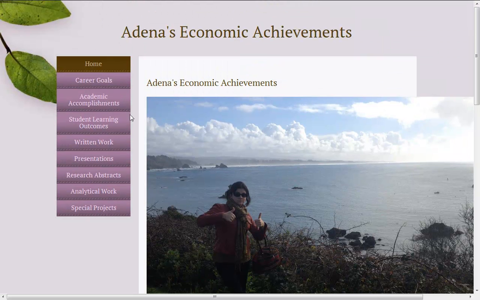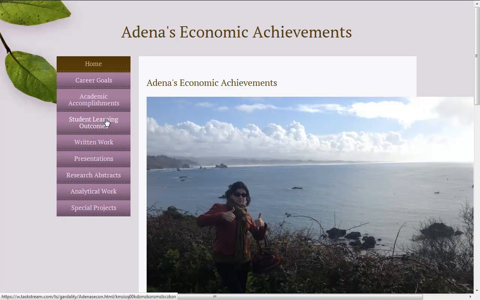And the heart and soul of the ePortfolio is really this section right in here, these items from the student learning outcomes down. And essentially your goal here with the ePortfolio is to take stock in what you've learned as an econ major, and all of this stuff does that.